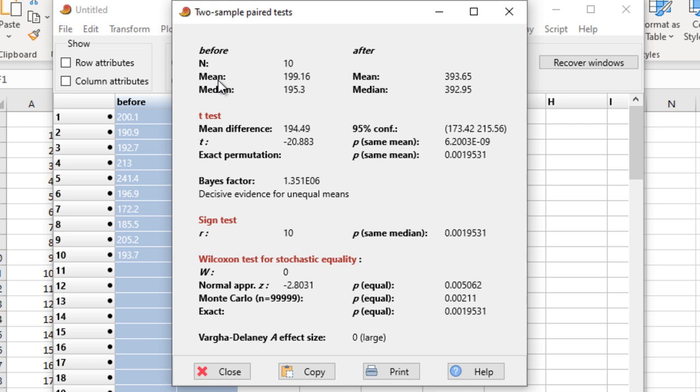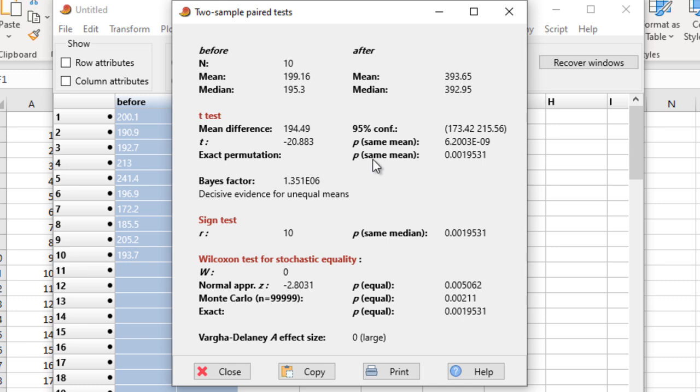It gives us the mean 195.3 for before, and after 392.255. We need the mean because the mean is 199.16 and 393.65. That's the mean of each of them. Now our t-test mean difference is 194.49. But your t value is minus 20.883.